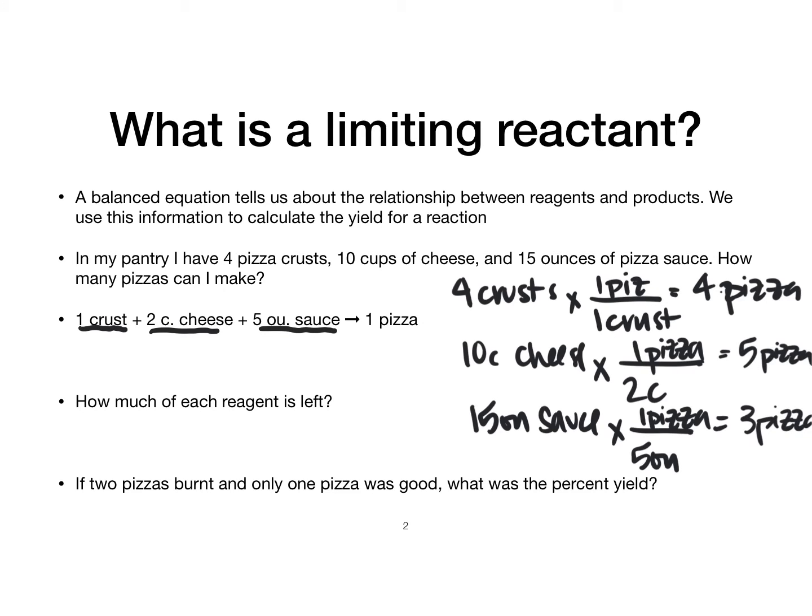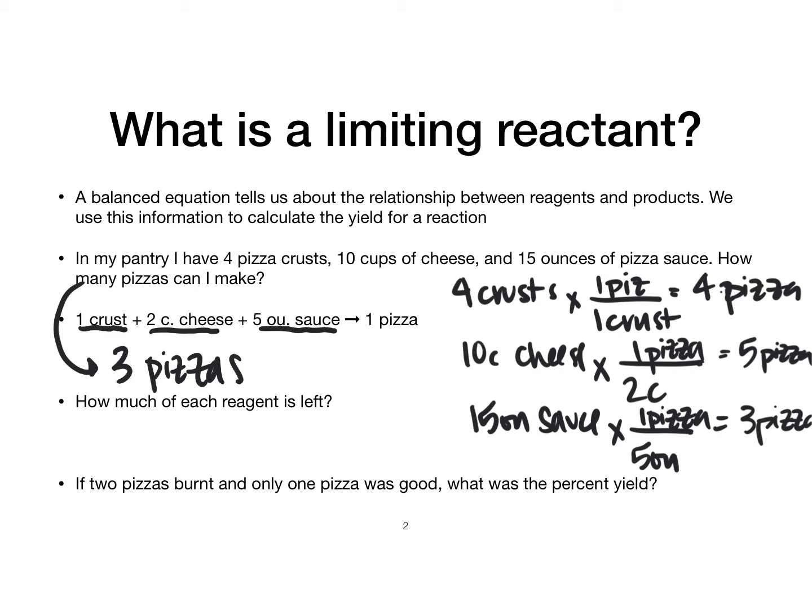So it turns out that the answer to the first question, how many pizzas can you make, is 3. And it's 3 because you're going to run out of sauce first. So a limiting reactant is the thing that gets consumed the fastest. In this case, it is going to be the sauce. So at the end of the day, we might want to ask ourselves, how much of each reagent is left?